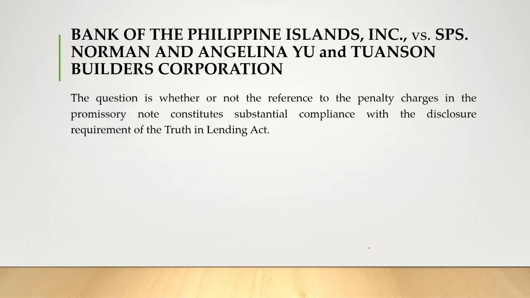The next case we have is the Bank of Philippine Islands versus spouses Norman and Angelina Yu. So in this case, the question is whether or not the reference to the penalty charges in the promissory note constitutes substantial compliance with the disclosure requirement of the Truth in Lending Act. So what happened in this case? So in the disclosure statement, there is no penalty charges stated. However, in the promissory notes, there are penalty charges provision. Okay, so is it allowed under Truth in Lending Act?